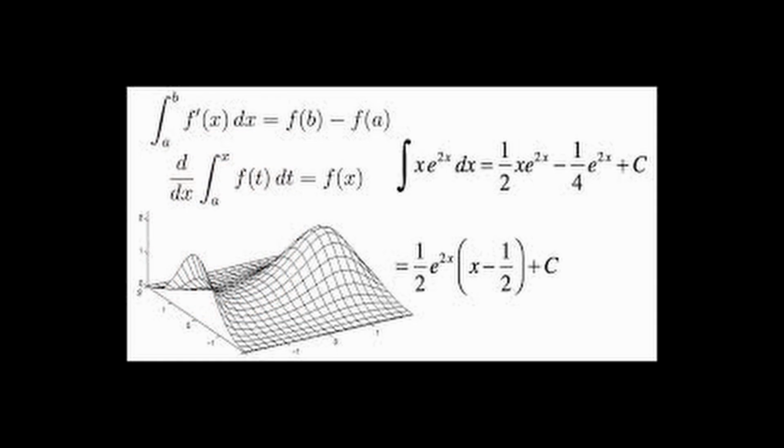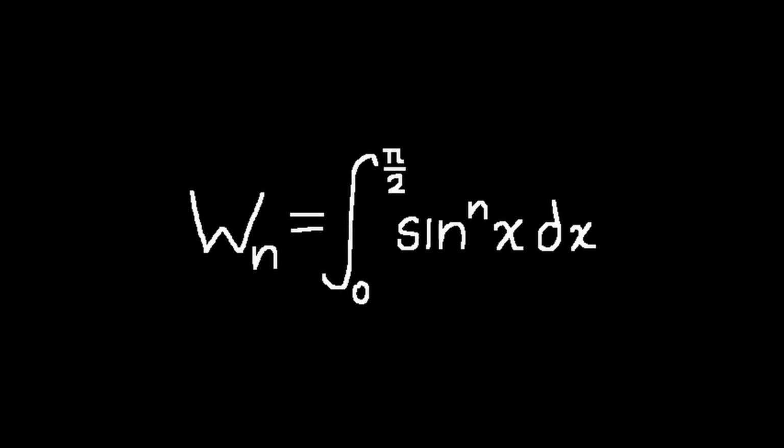The Wallis integrals are a family of integrals that were introduced by John Wallis, a mathematician from the 1600s, known for being one of the first to utilize the infinity symbol and pioneer the concept of infinitesimal calculus. These integrals we will be using shall be represented as W of n, where n is greater than or equal to 0, and are defined by the integral from 0 to pi over 2 of sine x to the power of n in terms of x.